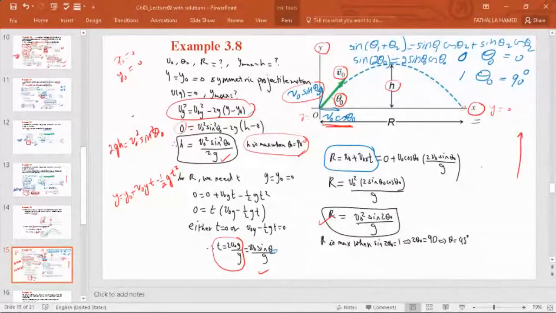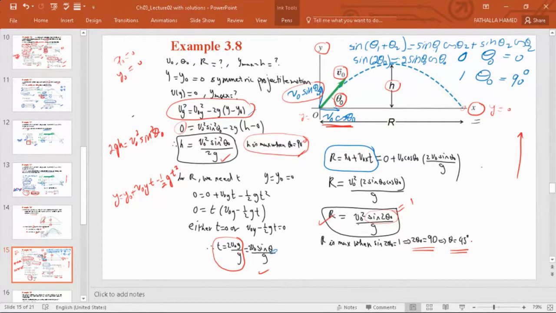And R will be maximum when the sine here equals 1. And sine equal to 1 is sine of 90 degrees. So 2 theta 0 has to be 90 degrees, which makes theta equal 45 degrees. So the maximum range here you will get when you fire at an angle of 45 degrees. Probably you did this in high school, but this is the reasoning why.